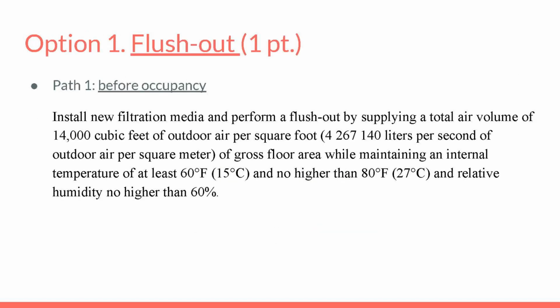For the option 1 flush out, there are 2 paths to conduct option 1. For the path 1, which is before the occupancy, install new filtration media and perform a flush out by supplying a total air volume of 14,000 cubic feet of outdoor air per square foot of gross floor area while maintaining an internal temperature of at least 60 degrees Fahrenheit and no higher than 80 degrees Fahrenheit and relative humidity no higher than 60%.